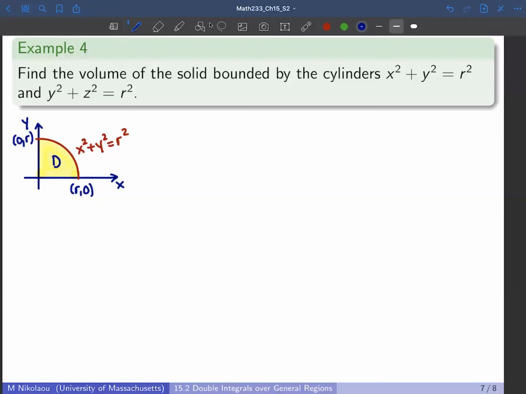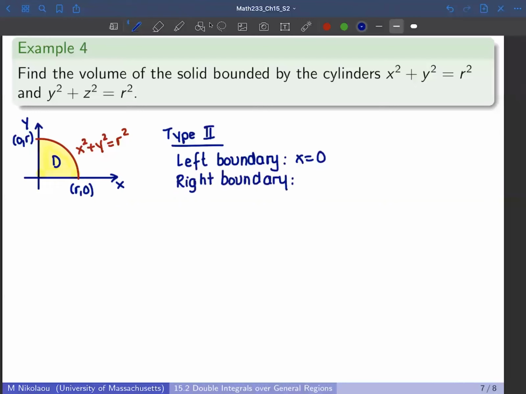We can set either a type 1 or a type 2 integral, but let's work with a type 2 integral in this case. So we see that the left boundary will be the y-axis. So in that case, x equals 0. And the right boundary is the portion of the circle that lies on the first octant.